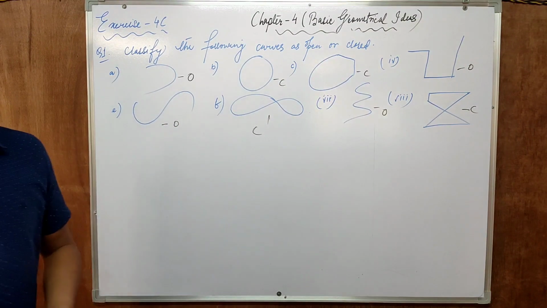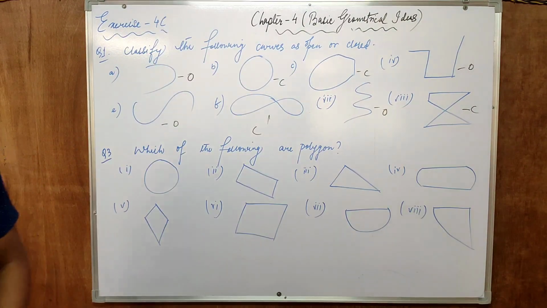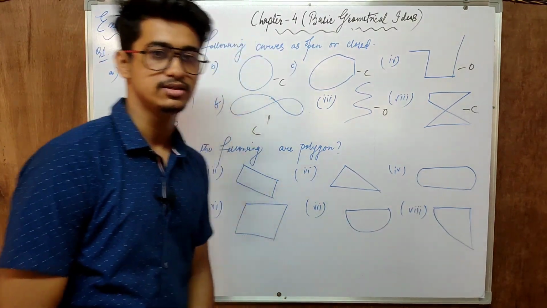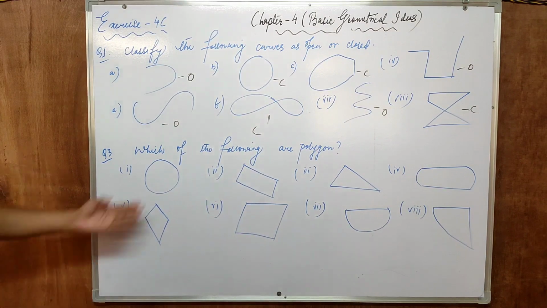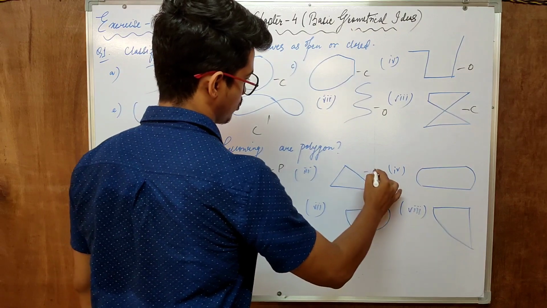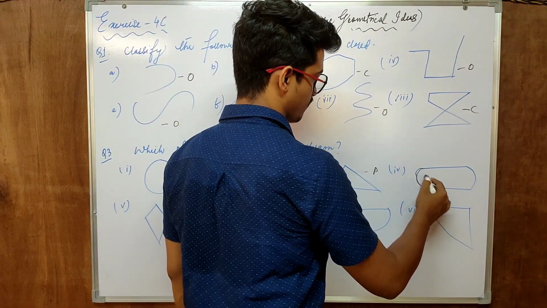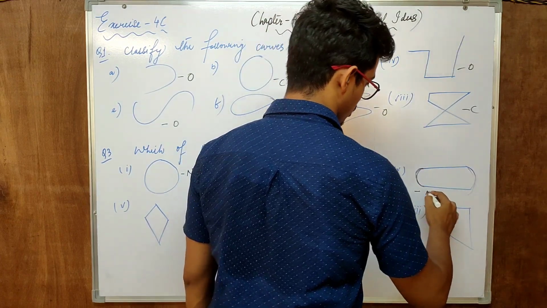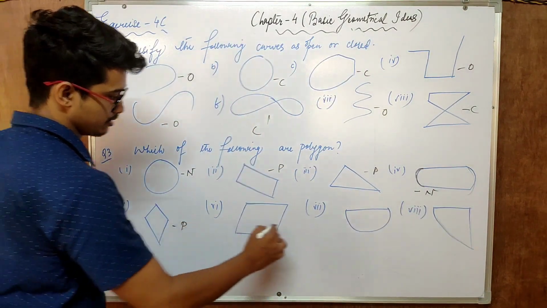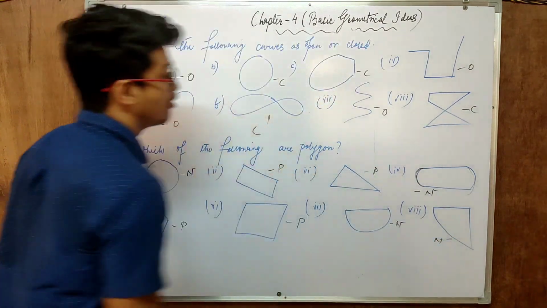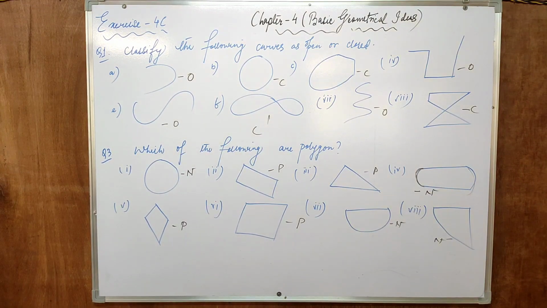Moving on to our next question, that is question number 3. Which of the following are polygons? Polygon is a closed figure, a simple closed curve made up of line segments. So here, this figure is not a polygon. There is a polygon. There is a polygon. Not a polygon because it is a mixture of lines, line segments and curve. This is a polygon. This is a polygon. Not a polygon. Not a polygon. I hope these two questions are clear to you.